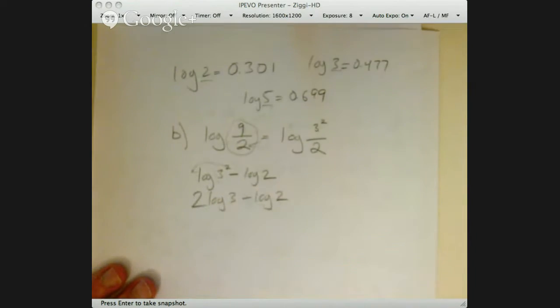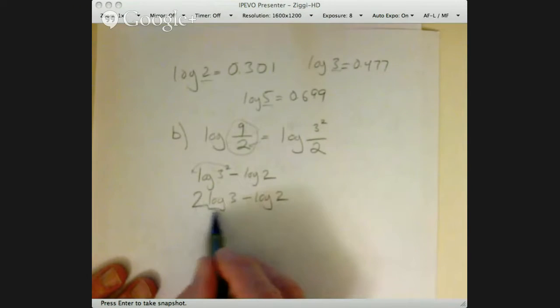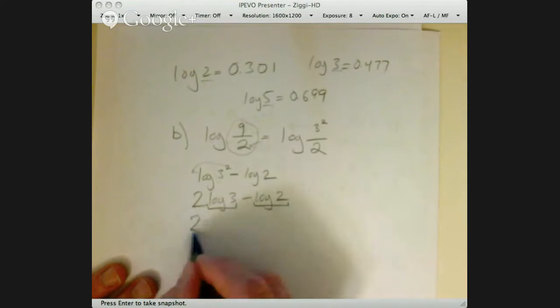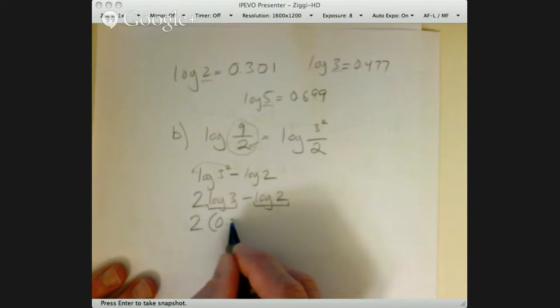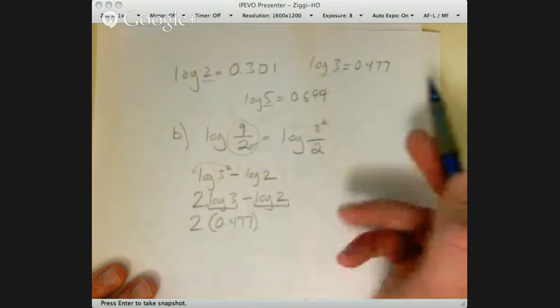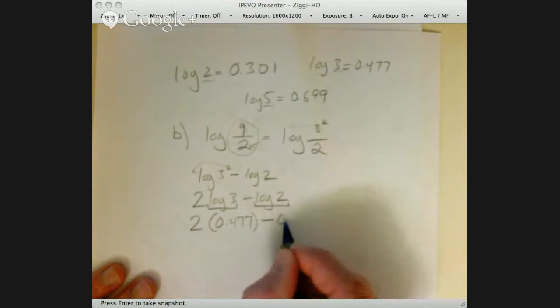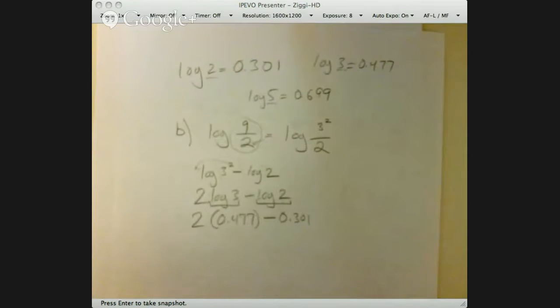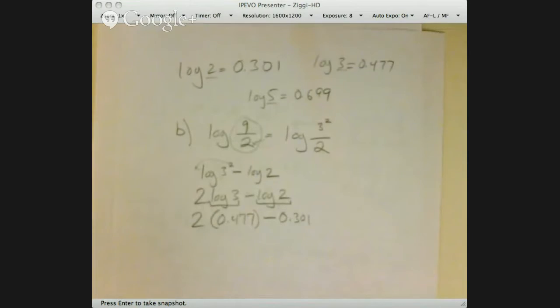What they're going to ask you to do to evaluate it, once you have these set where it's just a log 3 and just a log 2, is to substitute the values that they gave you in the problem. So this will be 2 times 0.477, from the value they gave you at the beginning of the problem, minus 0.301, that they gave you from this part of the problem. Now, I know that you can use a calculator to evaluate this part. It was setting it up that's the most important, and I'm not going to do the multiplication.